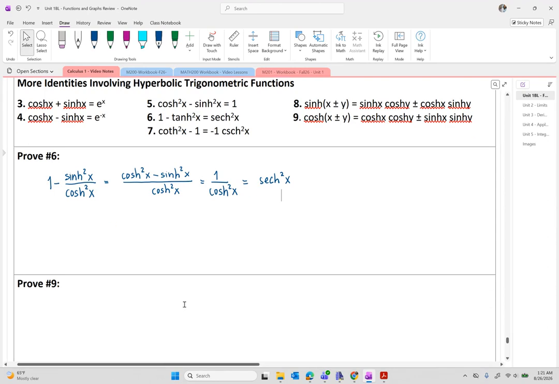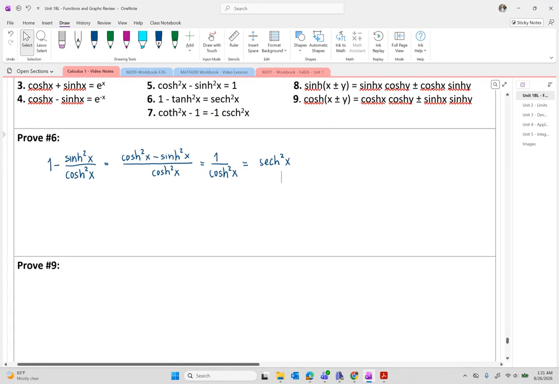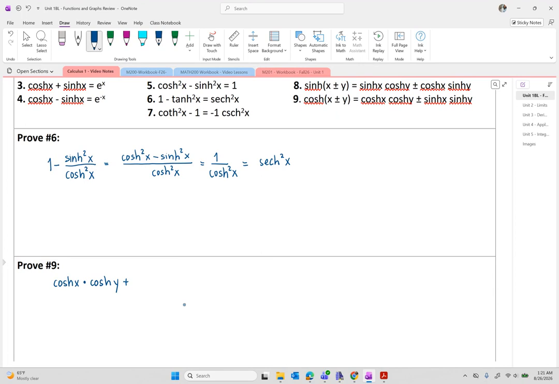Let's prove number 9. We want to prove that the hyperbolic cosine of the sum, let's say, is the product of the two hyperbolic cosines plus the product of the two hyperbolic sines. Or if it was a difference, we will just use a minus there. So let's try to prove the sum for number 9. We want to know how much it is: hyperbolic cosine of x times hyperbolic cosine of y plus hyperbolic sine of x times hyperbolic sine of y.